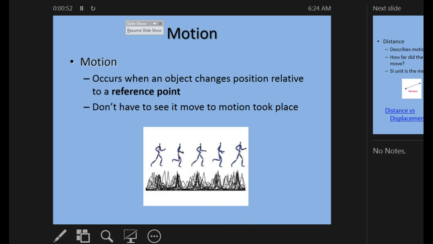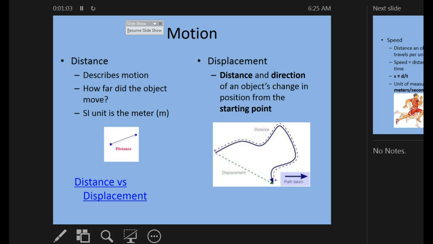Make sure you get the definition of motion in your notes, and you want to underline or bold, circle that reference point. That's going to be our 0. All right, two key terms, and hopefully you got an idea of these yesterday. Distance describes the motion, and it tells us how far the object moved. The unit for that is going to be meters.